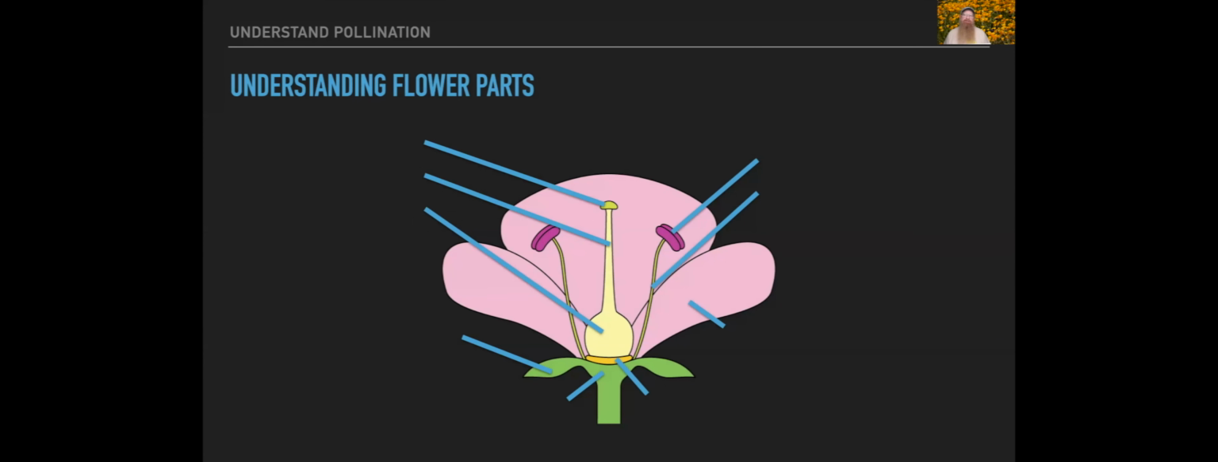Let's look at parts of a flower, because you need to understand that in order to understand pollination. So let's start down here with the receptacle, the part where the flower attaches to the plant. The sepals form a structure around the rest of the flower called a calyx, so a sepal is a part of a calyx. And then petals are part of a structure called the corolla. And then we have the anther that kind of looks like two hot dogs on a stick. And that stick is called the filament.